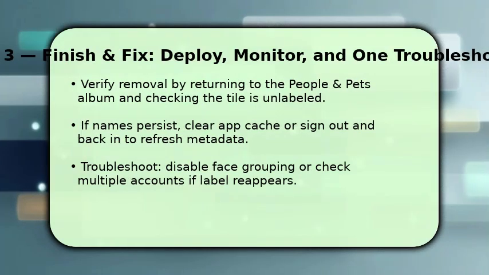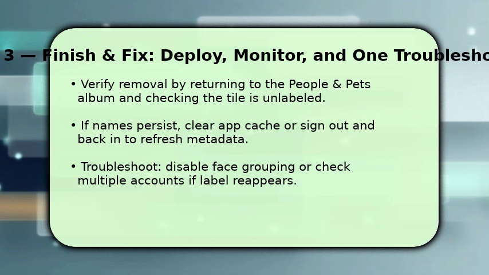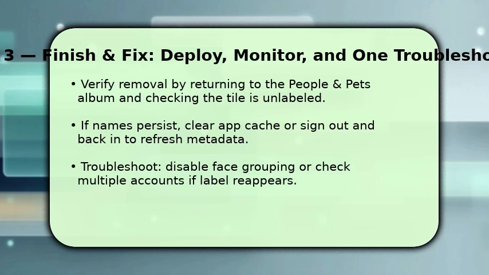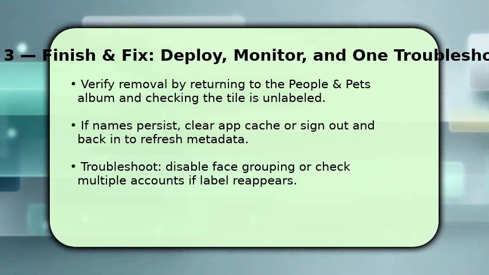Finish by verifying the change. Go back to People and Pets and confirm the tile shows no name. If the old label still appears, clear the app cache or sign out and sign in to force a metadata refresh. Make sure you edited the correct Google account. Labels tied to another account won't change here.